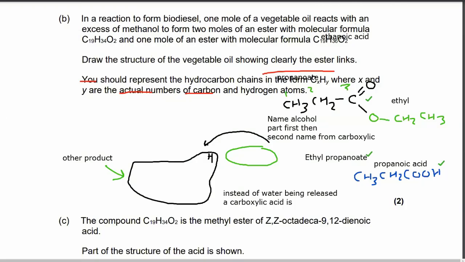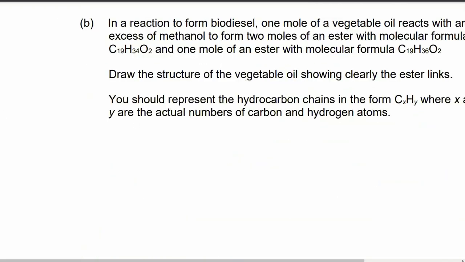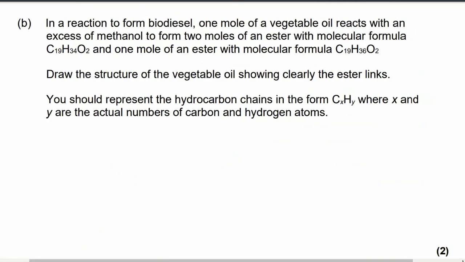Remember to pause the video before having a go at these. Okay, part B to this question, let me just make it a bit bigger. This is the dreaded biodiesel. So in a reaction to form biodiesel, 1 mole of vegetable oil reacts with an excess of methanol to form 2 moles of an ester with a molecular formula of C19H34O2 and 1 mole of an ester with a molecular formula of C19H36O2. Draw the structure of the vegetable oil, clearly showing the ester links. You should represent the hydrocarbon chains in the form of CXHY, where X and Y are the actual numbers of carbon and hydrogen atoms. So you should know this reaction off by heart.